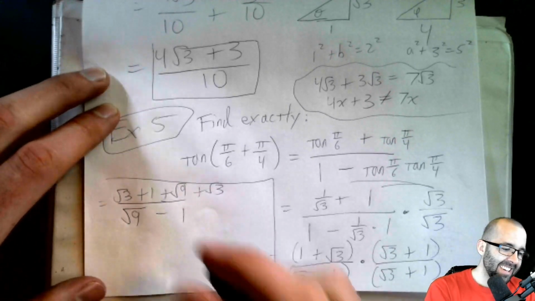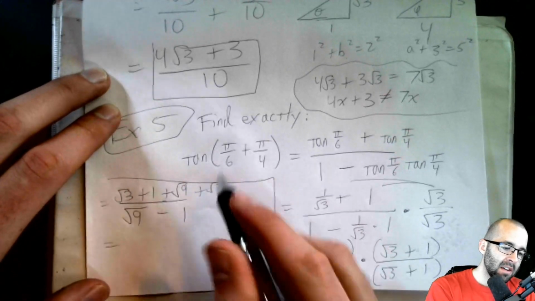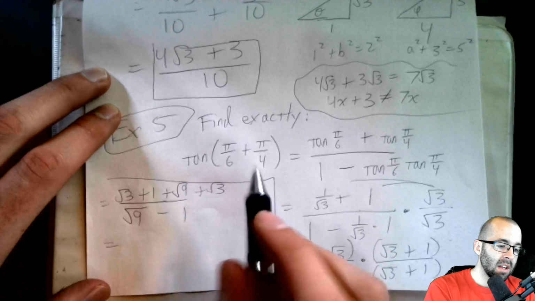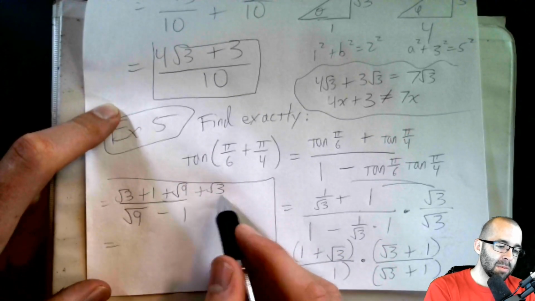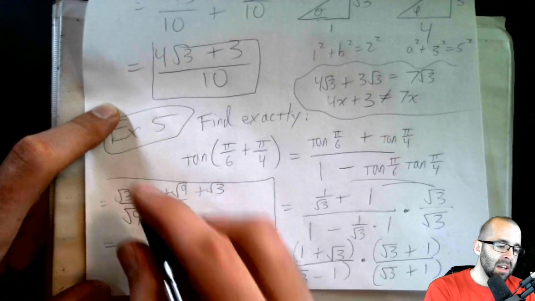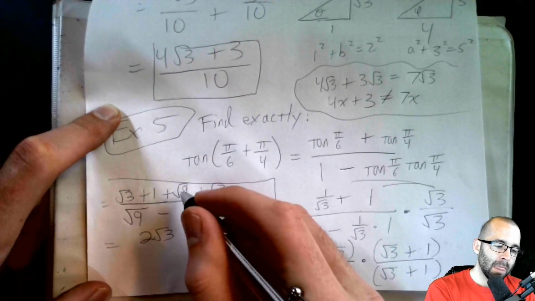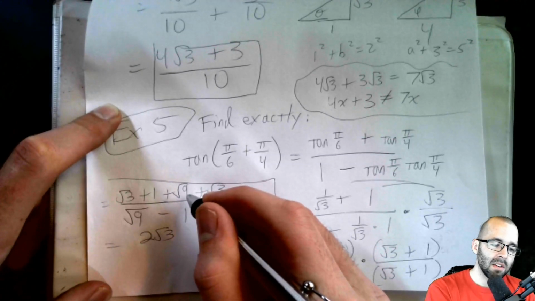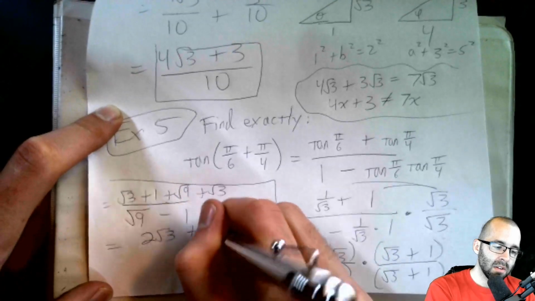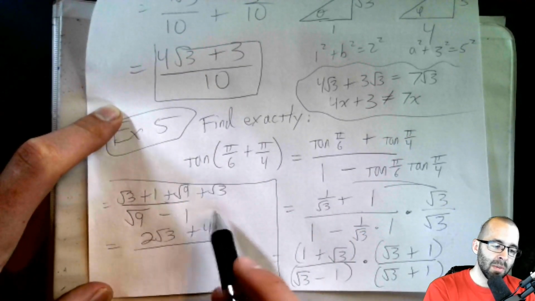All right. So now we just simplify. We have the square root of 3 plus the square root of 3. That's not square root of 6. Think of it like x's. X plus x is going to be 2x. Similarly, square root of 3 plus the square root of 3 is going to be 2 square roots of 3 now. And the square root of 9 is just 3. So 1 plus 3 is 4. What about our denominator? Square root of 9 is 3. 3 minus 1 is 2.